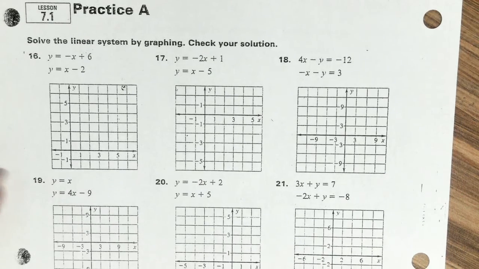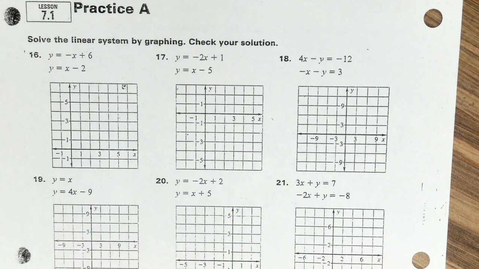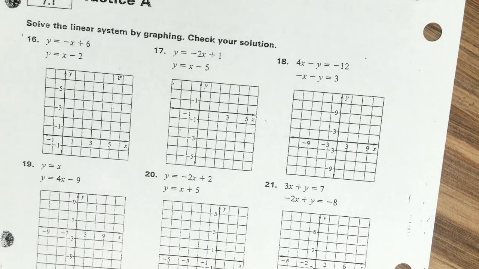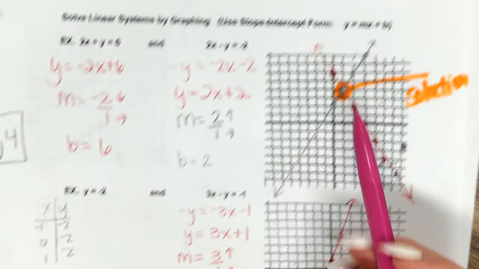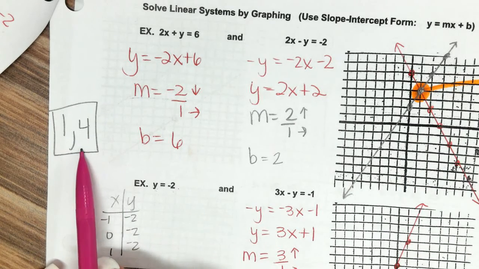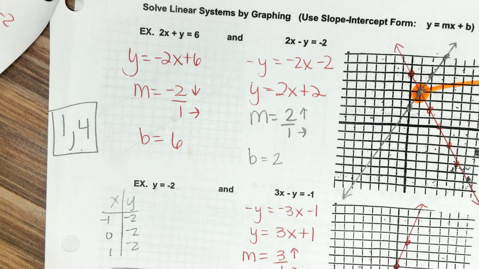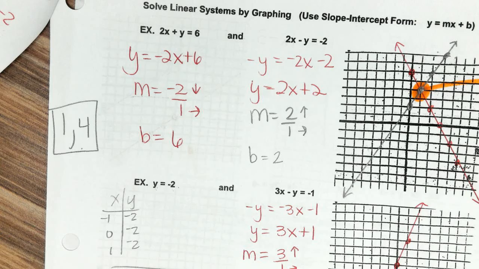Okay, when you flip to the back, it says, solve the linear system by graphing. So you're going to graph, and then you have to have an answer. Guys, if you just graph it, that is not an answer. If you look at your notes, when we did these, we always had a final answer. So look at this one right here. I did all this work, but that's my answer. Does everybody understand? If it's parallel, you're going to write no solution. If it's the same line, you're going to write all real numbers. But you have to have an answer, which is a coordinate of where they intersect.